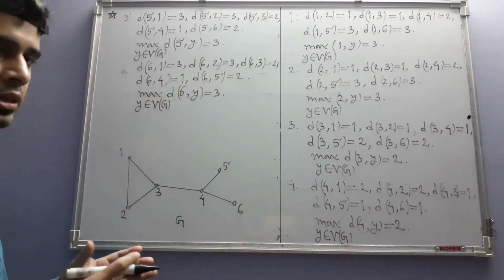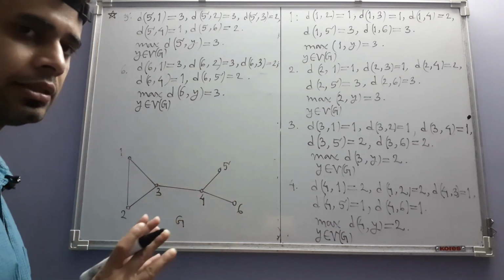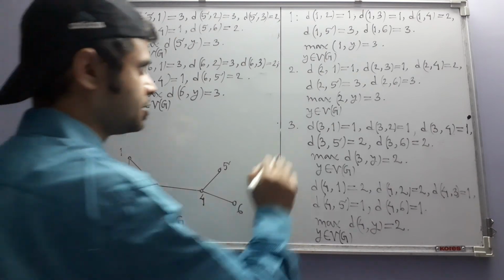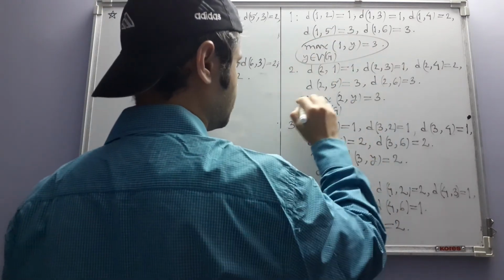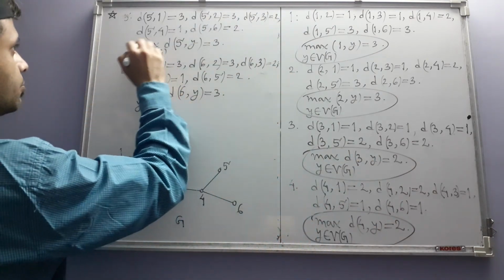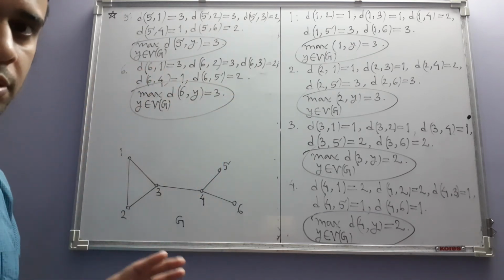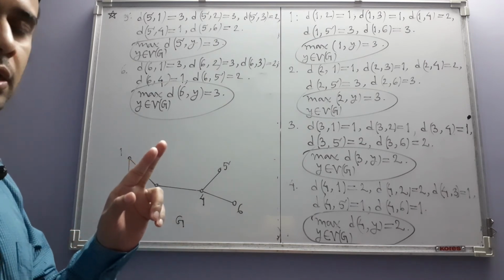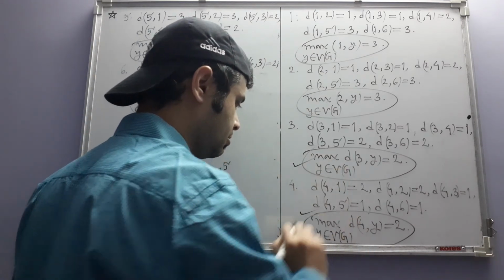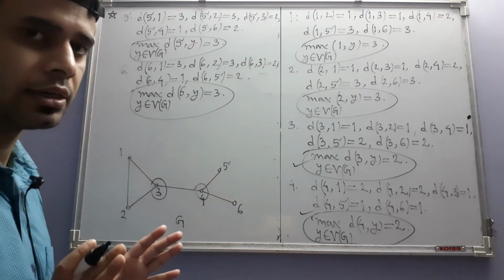Although all these things look tedious, just for the sake of understanding, for once we are looking at all the things in detail. So now we look at the maxima, the maximum distances. This one, this one, this one, this one, this one, and this one. Among these maximum distances, 2 maxima are actually the minimum, that is this and this. So that is why 3 and 4 are central vertices.